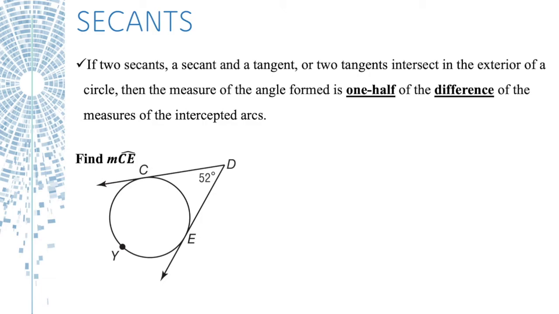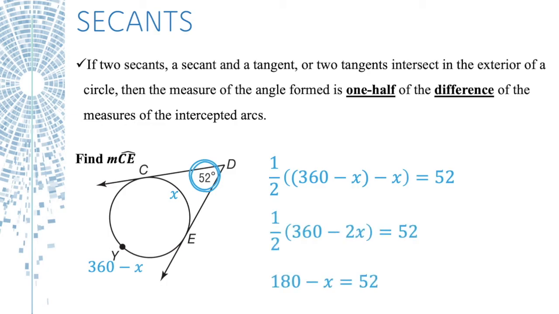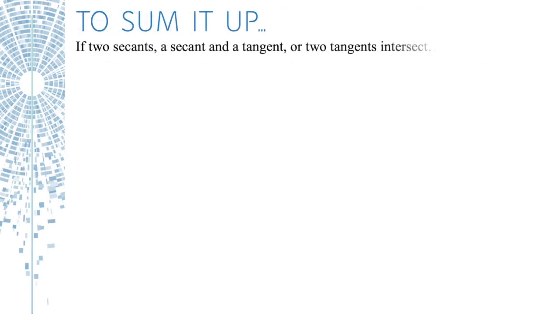Okay, one more. This time, we're going to find the measure of an arc, given the measure of an angle, 52 here. So we want to find the measure of CE. Well, let's just call that X. That's one of the intercepted arcs. The other intercepted arc is 360 minus X. So to find X, here's what we do. We know that 1/2, the difference of the big arc minus the little arc, equals 52. And we solve for X. So X equals 128.